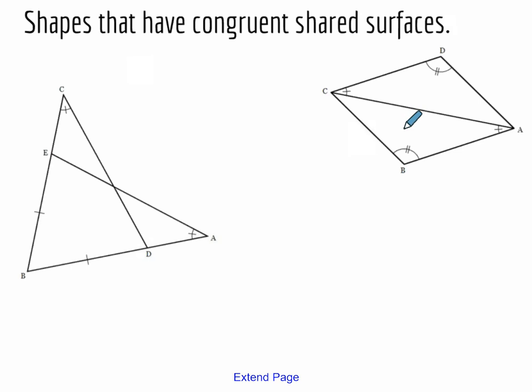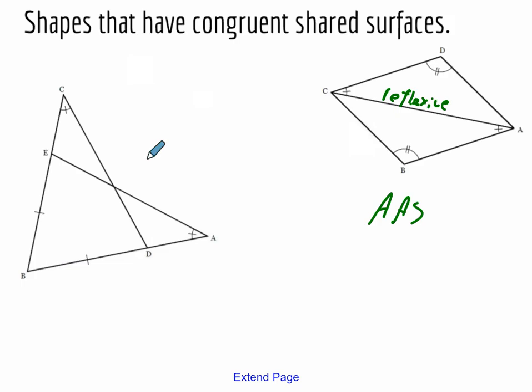On Delta Math, you're going to get some triangles, shapes that have shared surfaces. So here CA is the same, so that would be a reflexive property. And I have an angle and a side, so I could say that these are the same because of angle, angle, side.